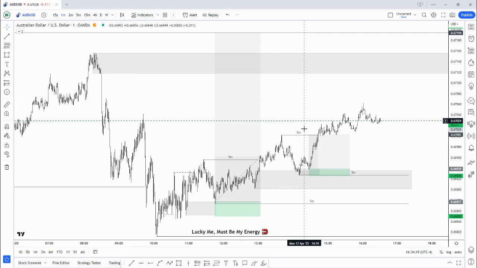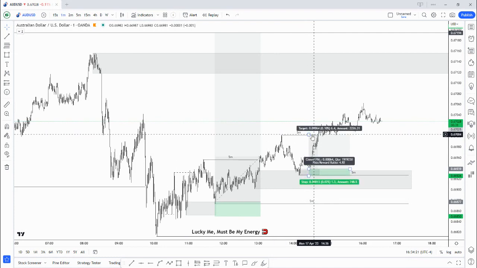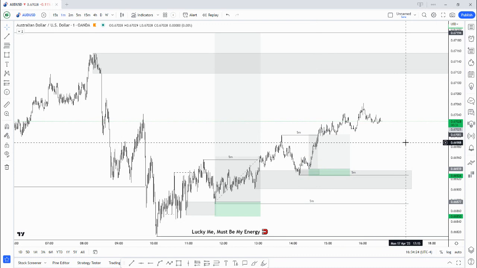And you can also do things like this. You can take a big major partial at this high and then hold the rest of it just to see how long it goes. It's totally up to you.